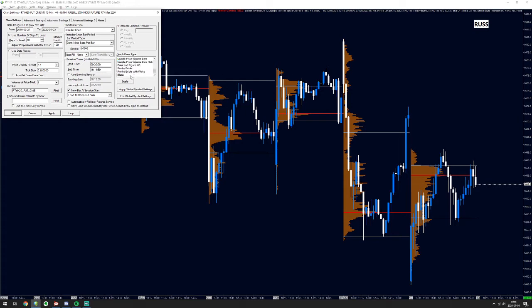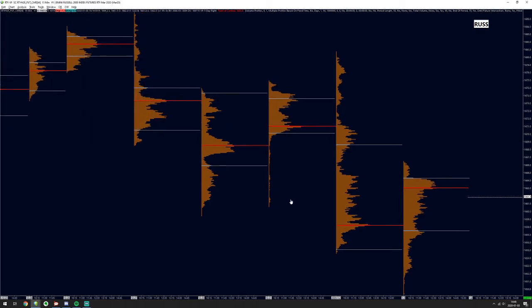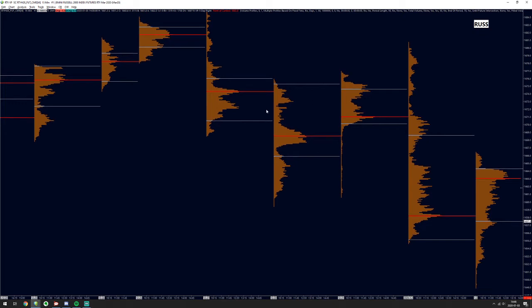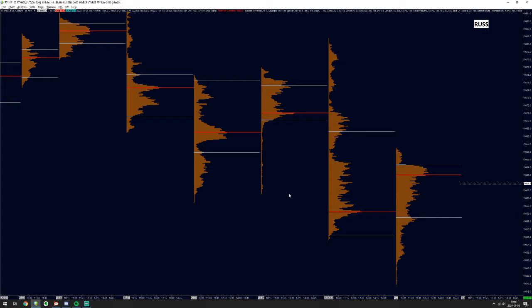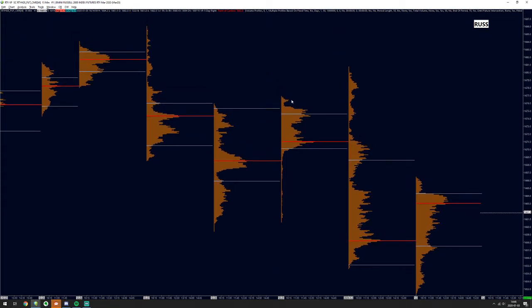So let's just get rid of there, we go. This is easier to look at. So each one of these is simply a distribution of where price traded that session, and it shows you on a histogram the amount of volume that traded at each price. So if we look at this one, we can see not much volume traded in the 1676 area, and a lot traded right here at 71.